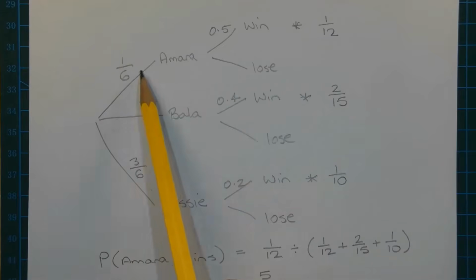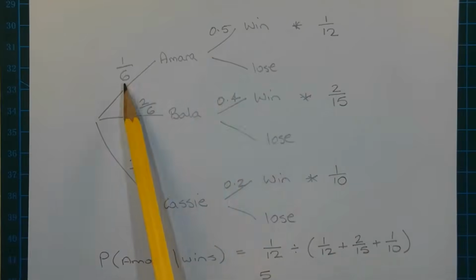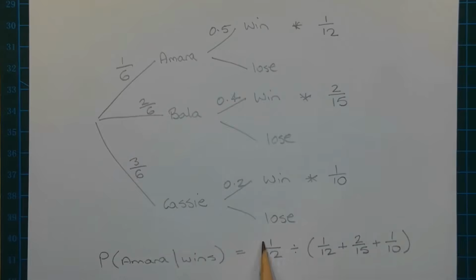So that's Amara and win. So this branch here times this branch here. So 1 over 6 times 0.5 is 1 over 12. And that's why we have a 1 over 12 here. And we divide that by the probability that the team wins regardless of who was chosen.